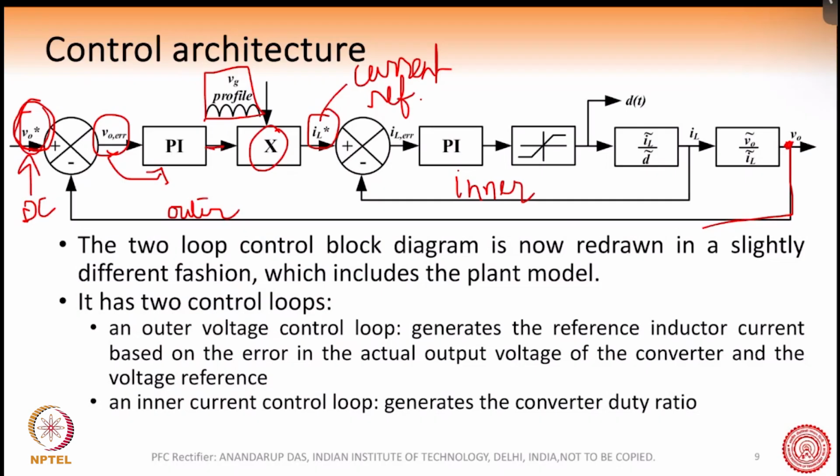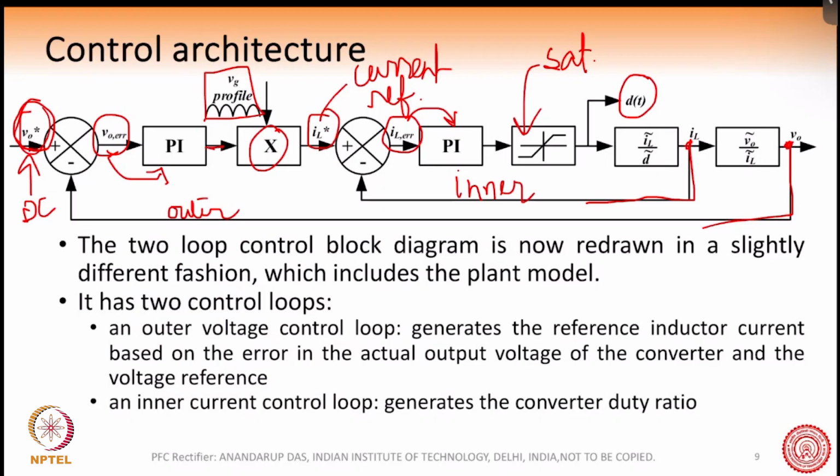Now this is the current reference, and we also have a current feedback. This is the current feedback that gives the error and which will form this PI, the inner PI for the current loop. This is the saturated block, and we have discussed before why the saturated block is used. And this creates the DT, the duty cycle.